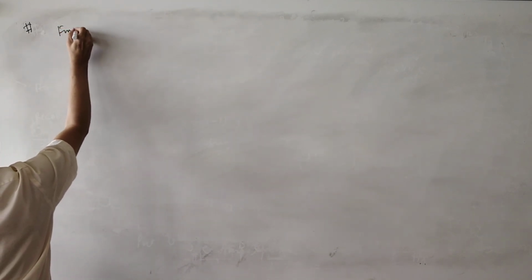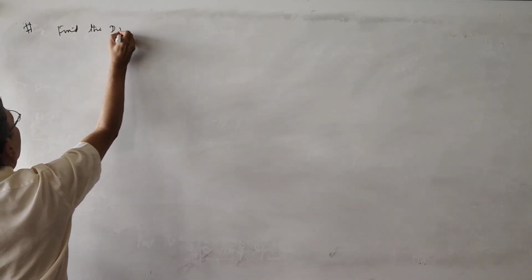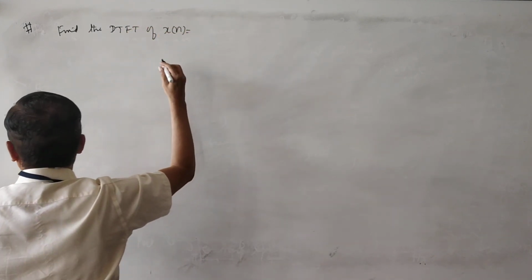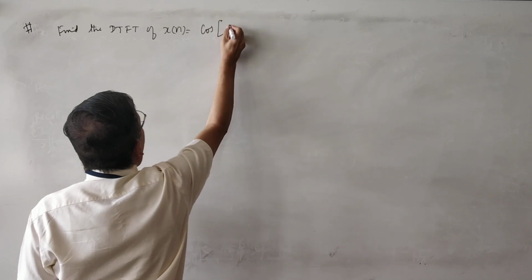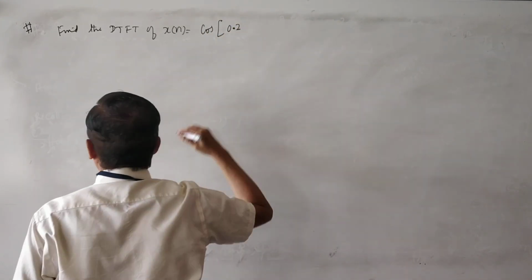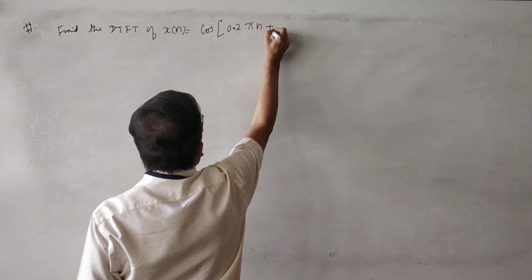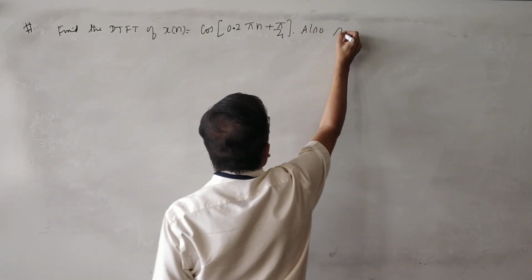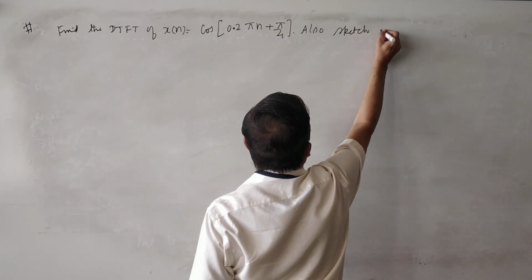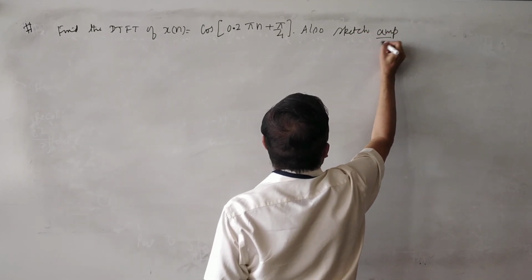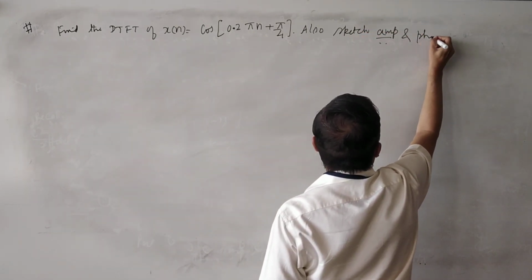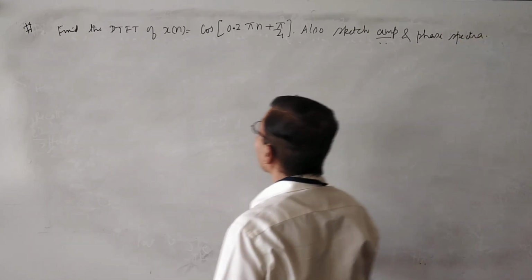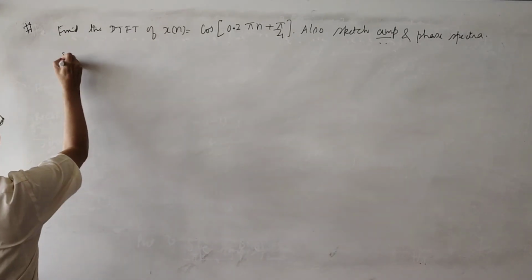Find the DTFT of x of n equals cos of 0.2 pi n plus pi by 4. Also sketch amplitude and phase spectra. Very important problem. Amplitude and phase spectra. Solution.